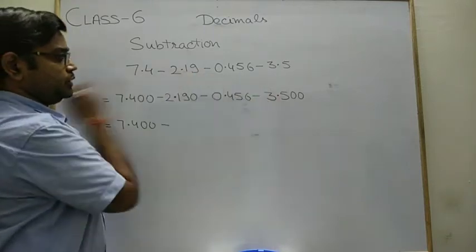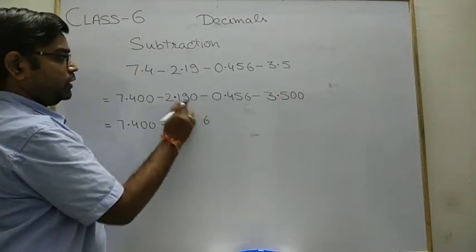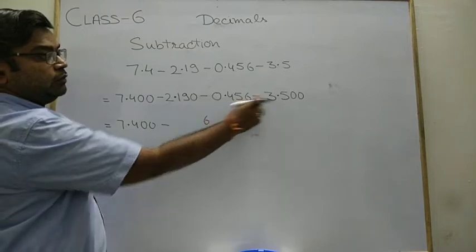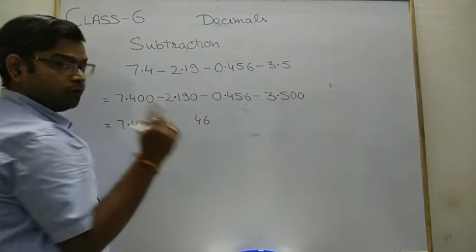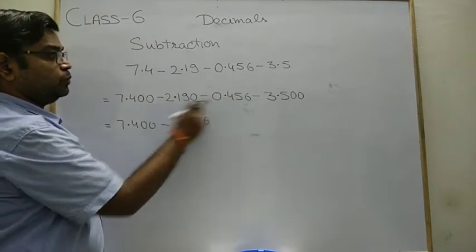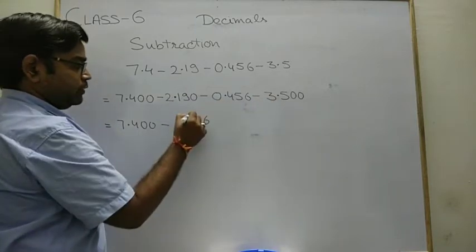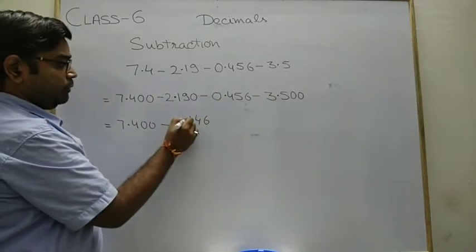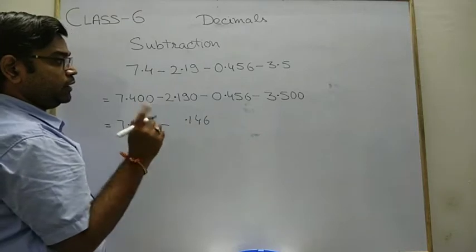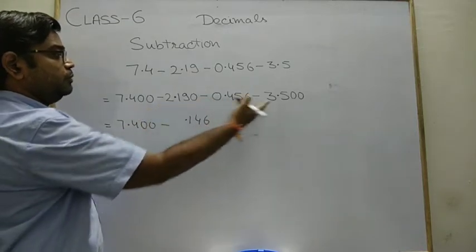0 plus 6 plus 0, use 6. 9 plus 5 is 14, 14 plus 0 is 4, 1 carry, 1 plus 1 is 2, plus 4 is 6, plus 5 is 11, 1 carry, then we write the decimal, then 1 plus 2 is 3, 3 plus 3 is 6.